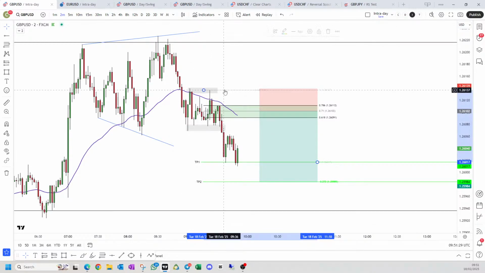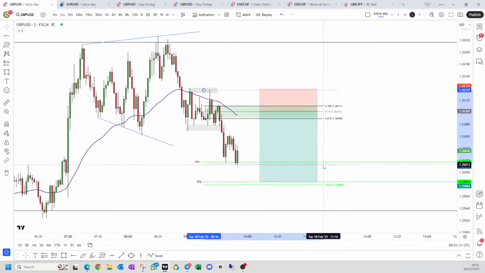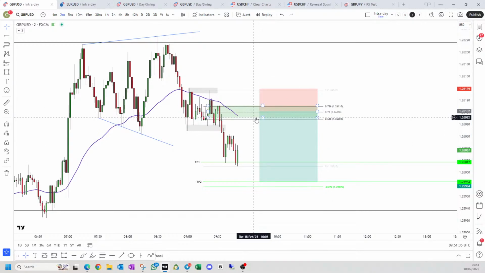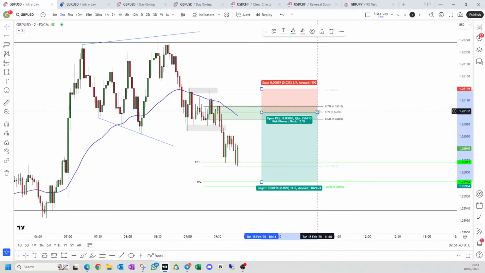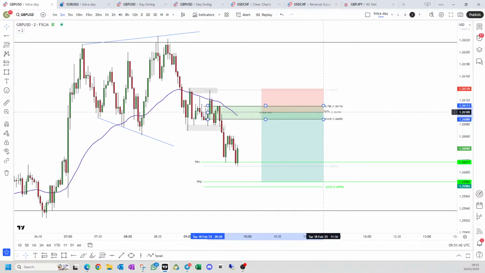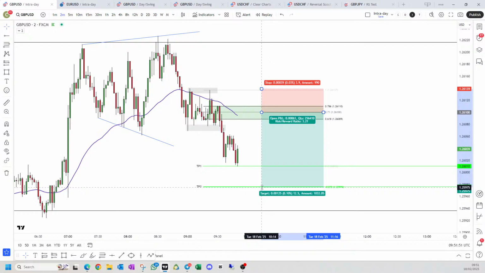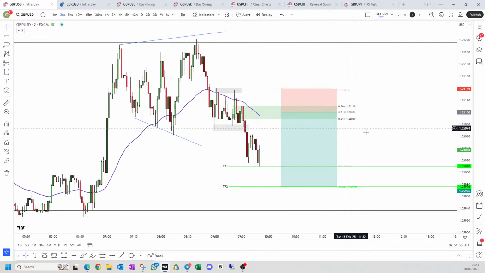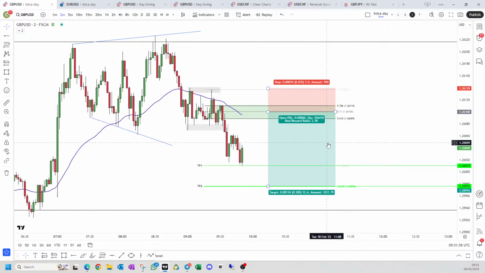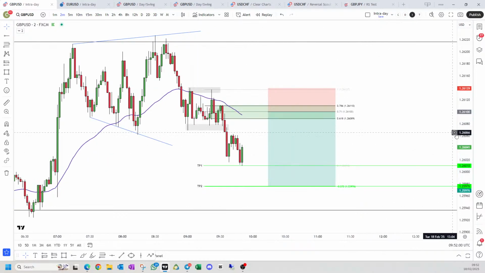Alright, looks like we've formed a low again here. Take it from the same high. 71 again. TP1. TP2. It's a nice 3.2 lining up. 3.9 pip stop.